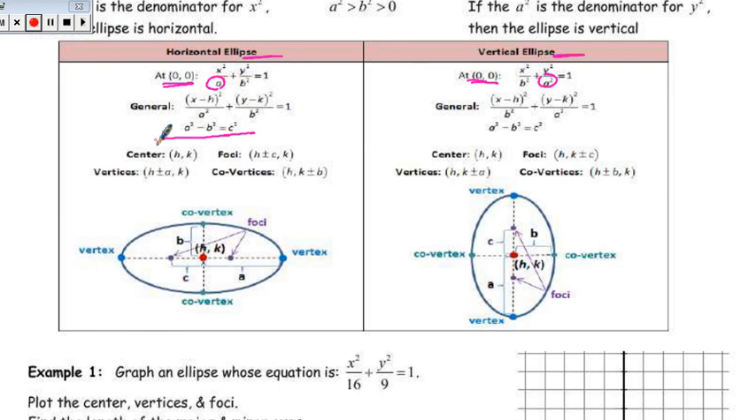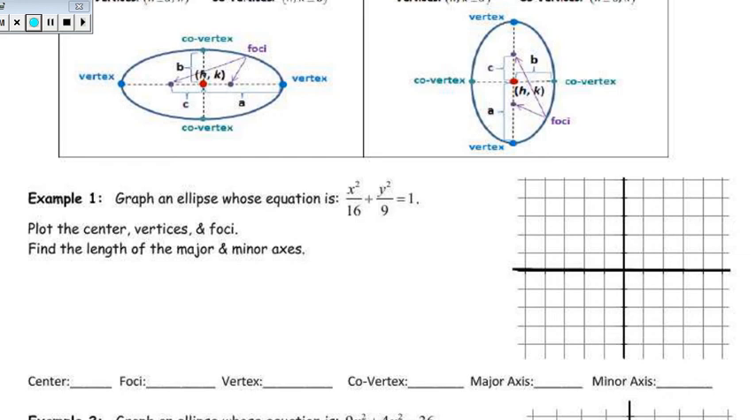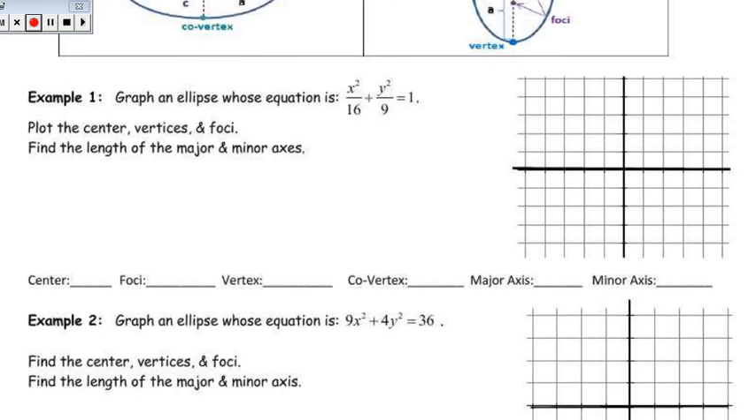So let's get started with some examples. I think that'd be the easiest way to do that. So let's take a look. We're looking to graph an ellipse whose equation is x squared over 16 plus y squared over 9 equals 1. I notice the 16 here and the 9 here. Since the bigger number is underneath the x squared, this does mean that we're looking at a horizontal ellipse. So this is going to be the a squared, so I know that a is going to be 4. This is going to be the b squared, so b is going to be 3.